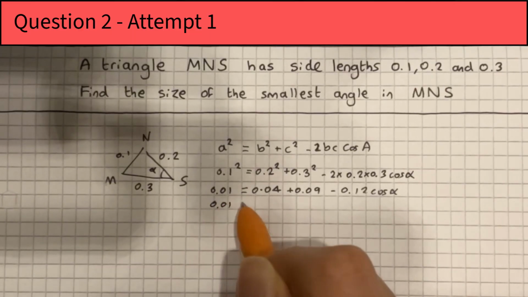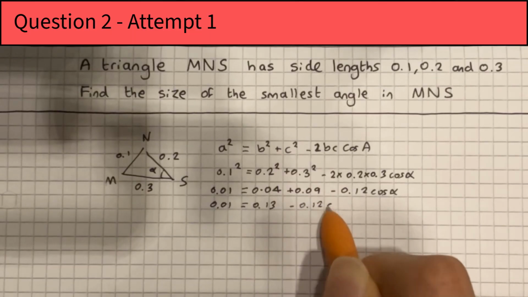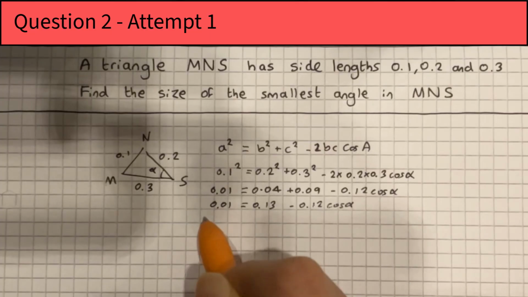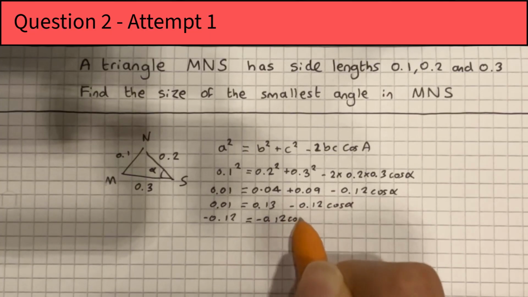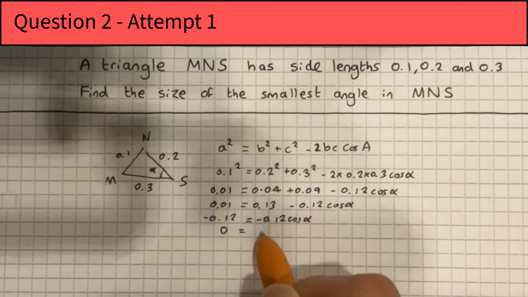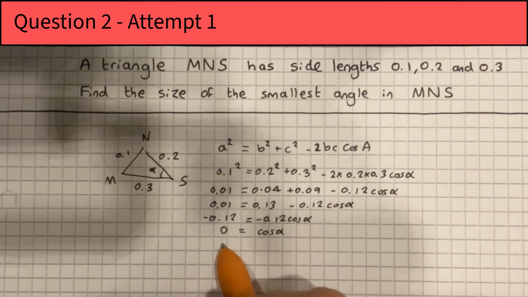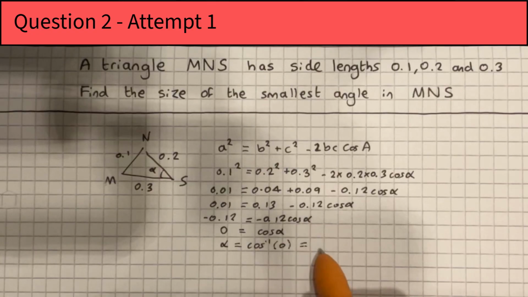Now I can add together the two decimals on the right-hand side, like this. And then I can subtract the 0.13 from both sides, like this. And then I can add 0.12 onto both sides. So I'll get 0 is cos alpha. And then I can do the inverse: cos minus 1 of 0, which is 90 degrees. So it's a right angle triangle.